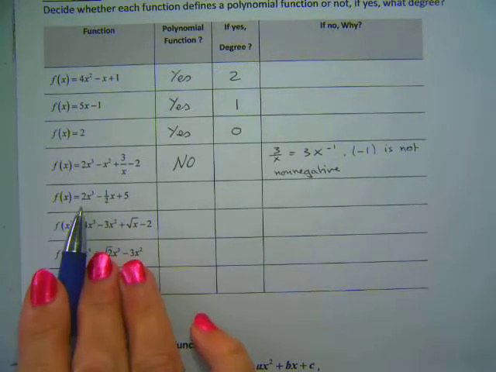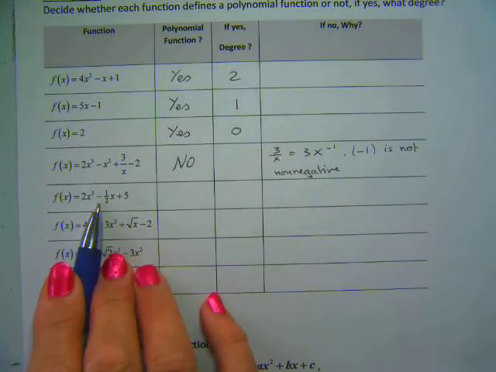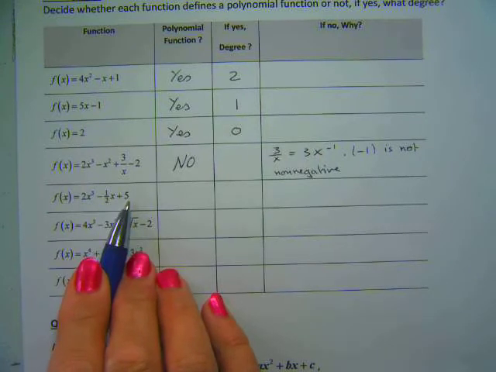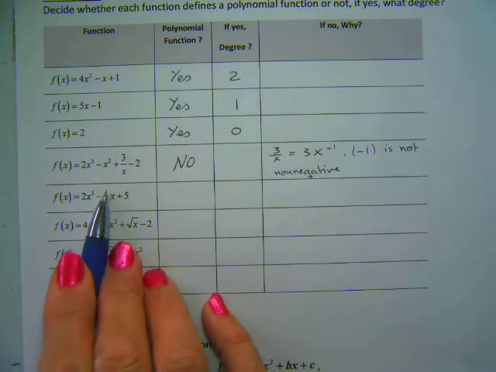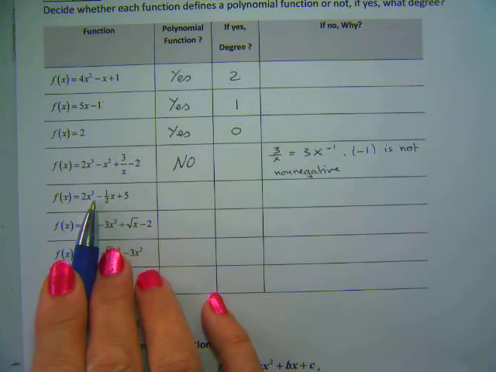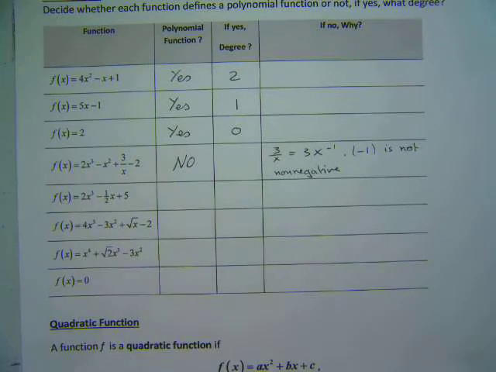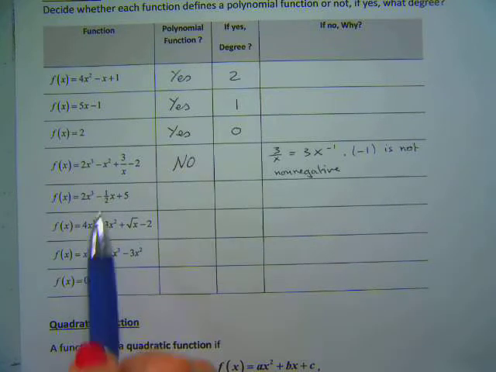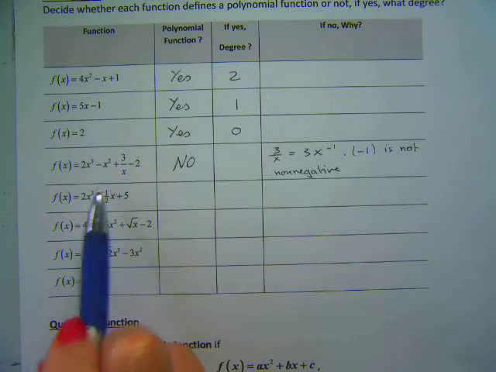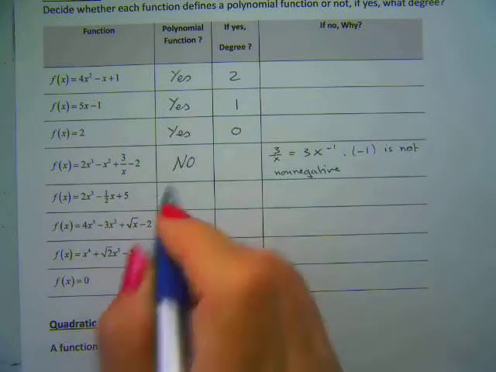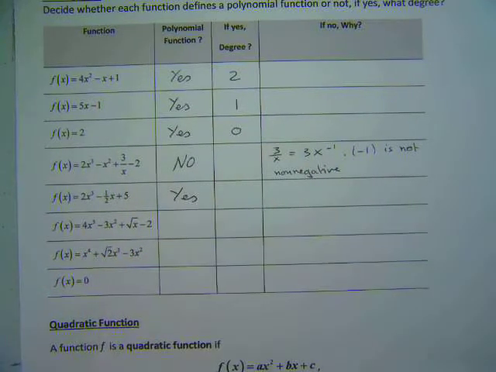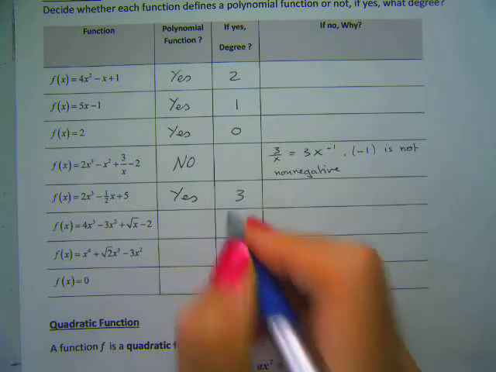How about this one? 2x cubed minus 1/2 x plus 5. Well, this is a coefficient. It can be a fraction. What about the x squared? The x squared is missing. Is that a problem? Absolutely not. If you remember in the definition, all the a's, the coefficients, are complex numbers, so 0 is allowed. It's as if you have 0 times x squared. So is it a polynomial function? That's a yes. What degree? What's the highest degree? It's 3.